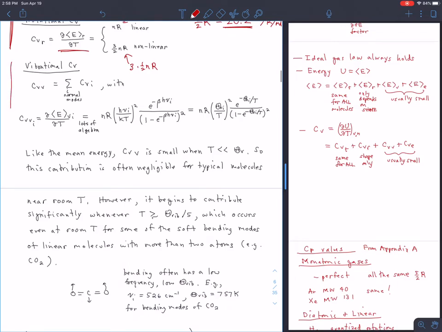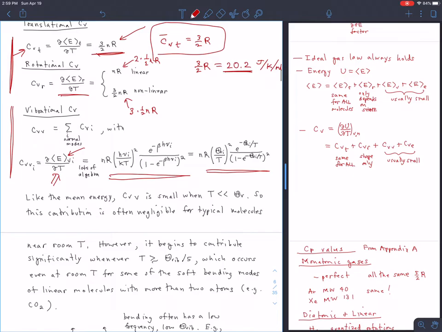Now the vibrational contribution. Bunch of algebra in here. If you take this derivative of the vibrational expression we had up above, then you get this expression in terms of vibrational temperatures. And I'll come back and look at that a little bit. But it's usually small.